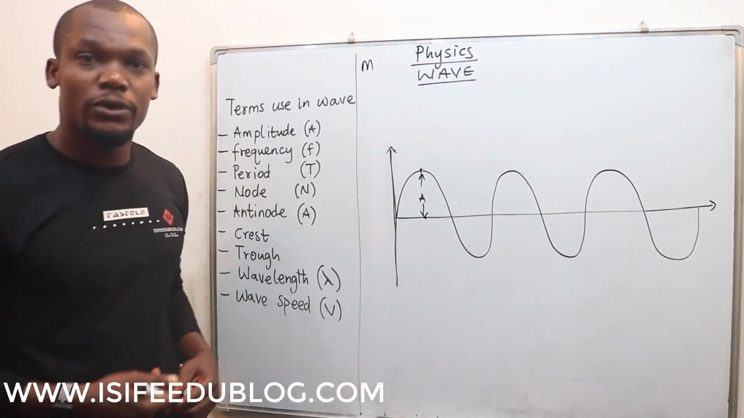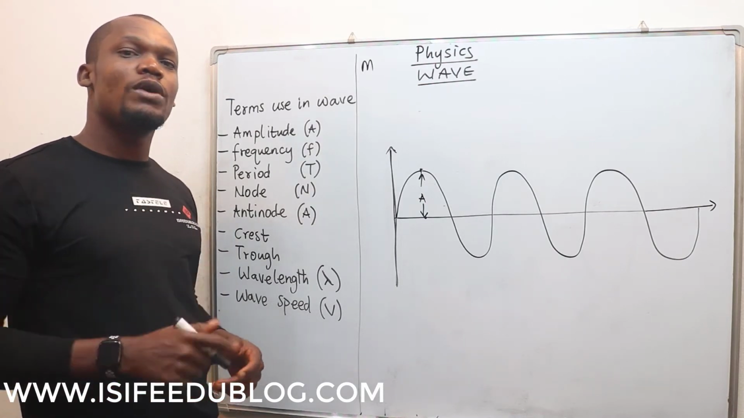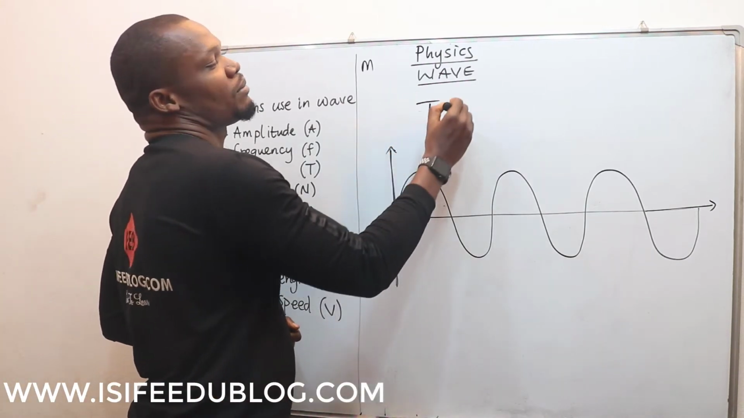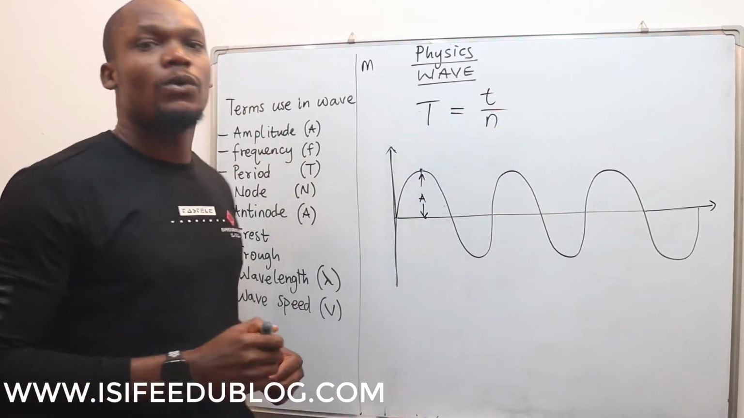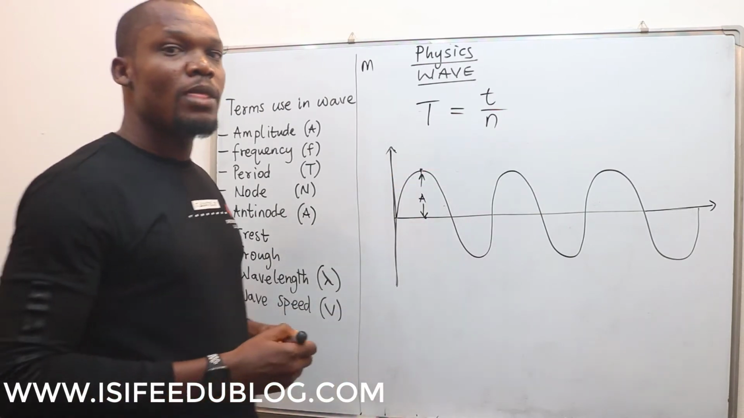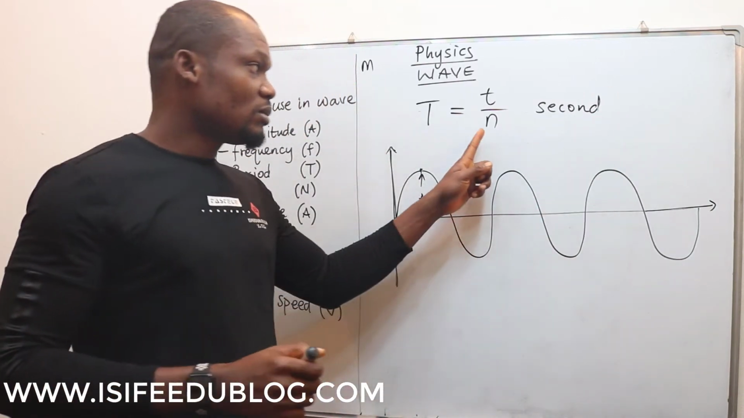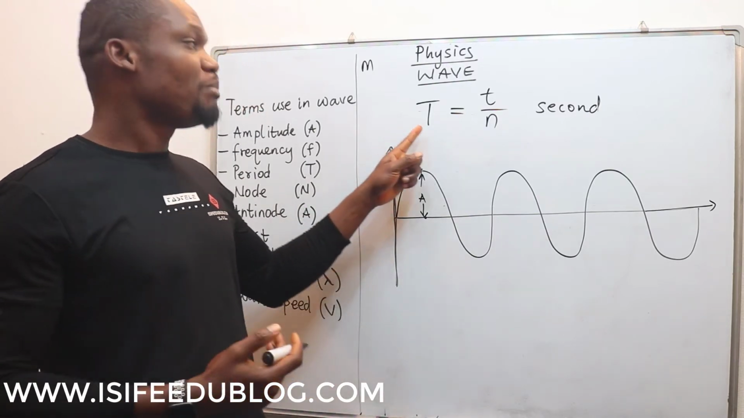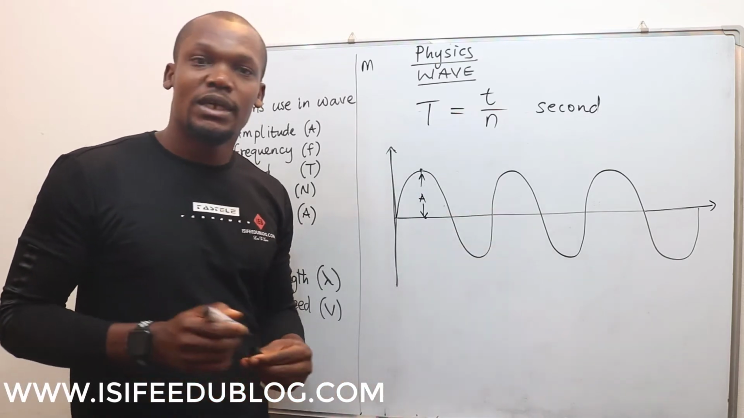Okay, the third one is the period. What is period? Period is defined as the time taken for a wave to complete one cycle. We represent period with the capital T, and it means time per cycle. What is the unit of period? The unit of period is the second, because the number of cycles has no unit. Period is time taken, and the unit of time is seconds. So the unit of period is seconds.